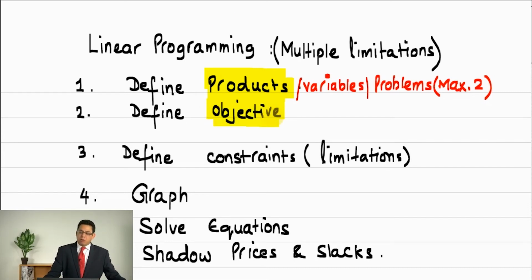Objective is an aim of the management which they want to achieve by efficient utilization of resources, or these scarcities. So this aim is mostly profit maximization.